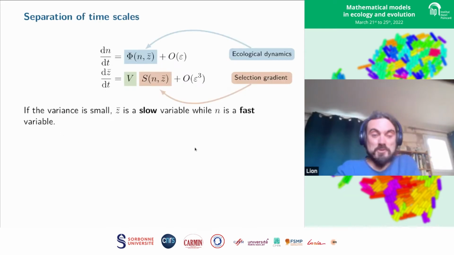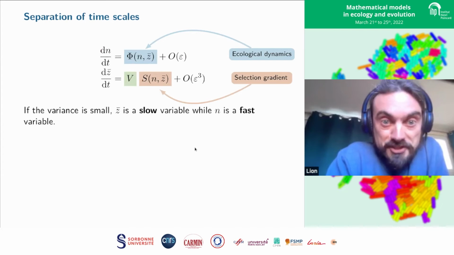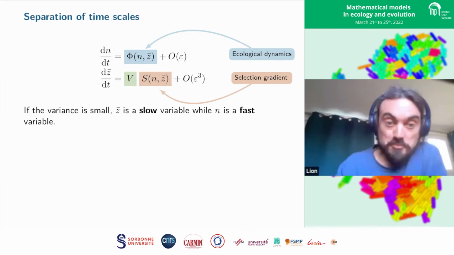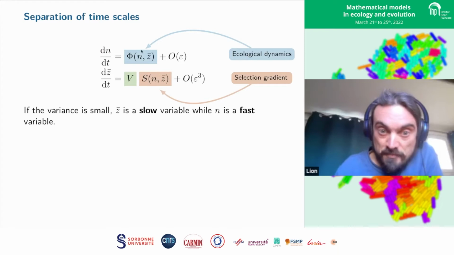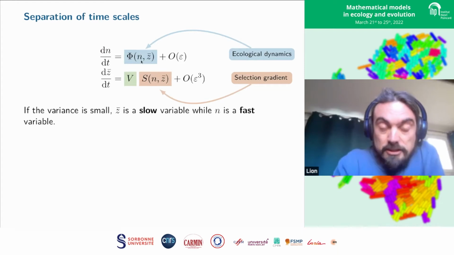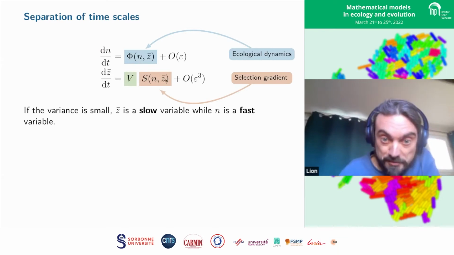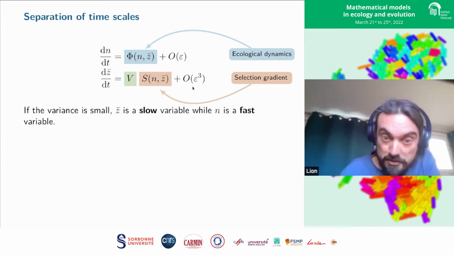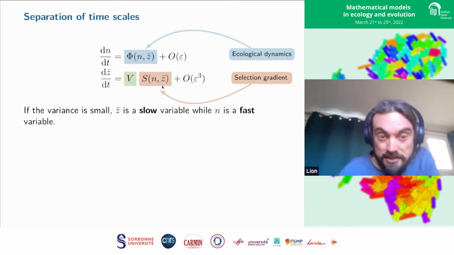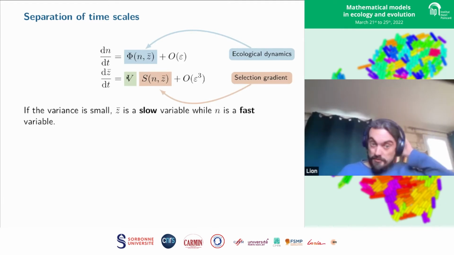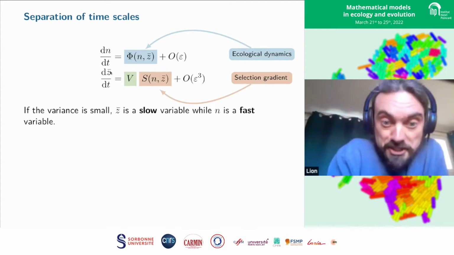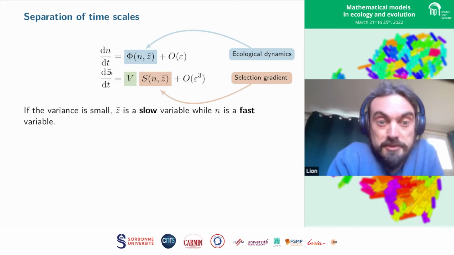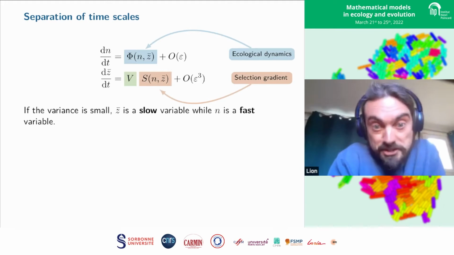What is the meaning of that? It is that you have a separation of time scale between the ecological process and the evolutionary process. Basically, this phi function here captures the ecological dynamics, and the evolutionary dynamics is captured by this product of the variance in the population, the variance of the trait distribution, and the selection gradient. If this variance is small, then the mean trait is going to be a slow variable, while the population density is going to be a fast variable.